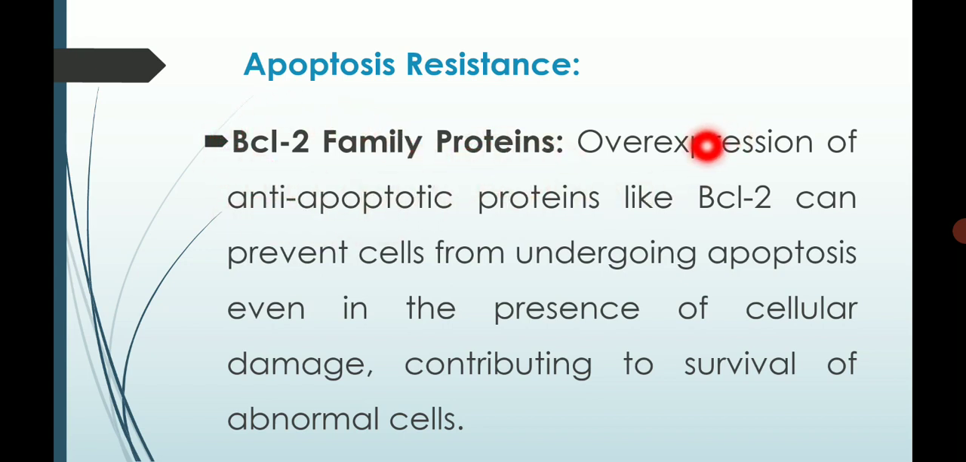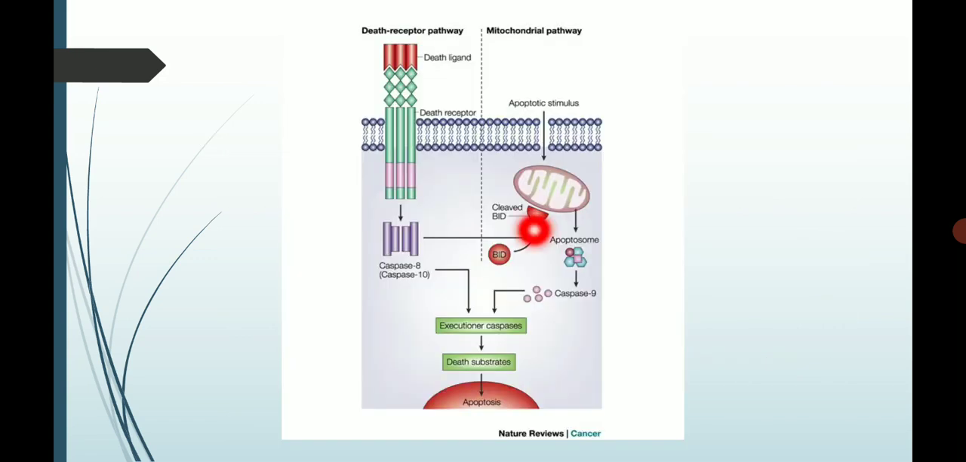So you can see here the overexpression of anti-apoptotic proteins like BCL2 can prevent cells from undergoing apoptosis even in the presence of cellular damage, contributing to survival of the abnormal cells. So the BCL2 protein is unable to perform because of the apoptosis resistance. You can refer to the different types of apoptosis pathway here. So this is a receptor mediated pathway and a mitochondrial mediated pathway.